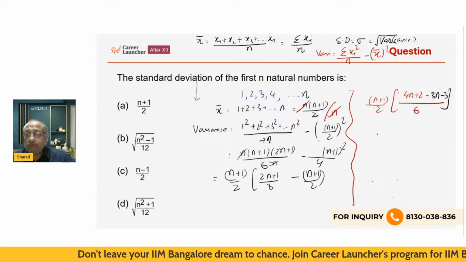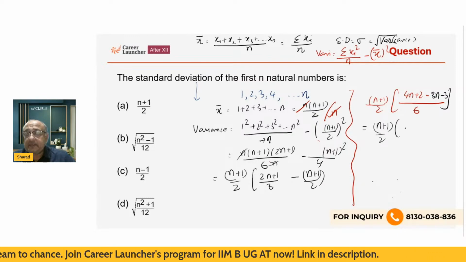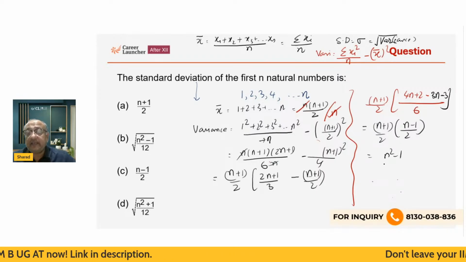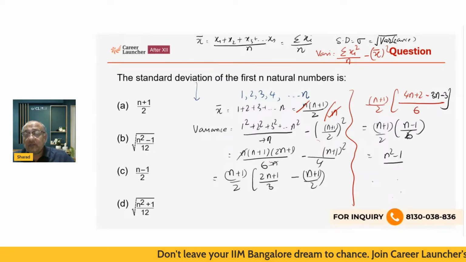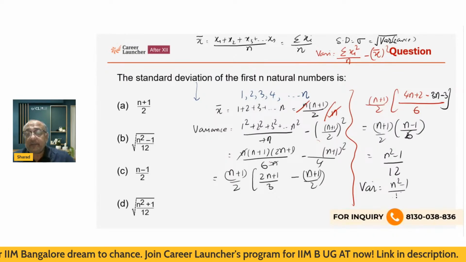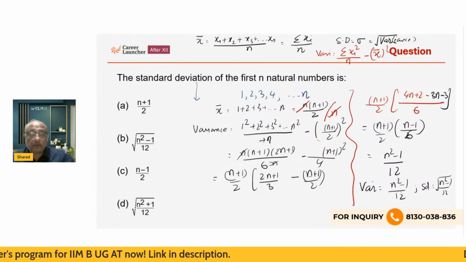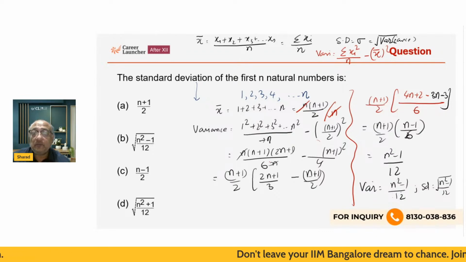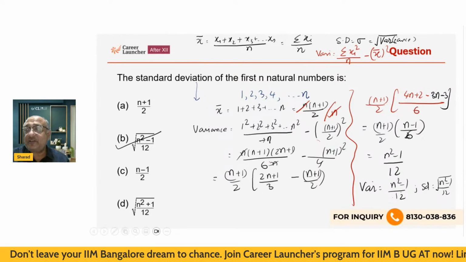Right? So let's solve it. This is n plus 1 by 2, and this is nothing but n minus 1 upon 2. Now the answer is in front of us. n square minus 1 by, this is 6, so this is 12. Variance is equal to n square minus 1 by 12. So what will be standard deviation? Standard deviation is nothing but the square root of n square minus 1 by 12. Sorry kids, we made a mistake by not writing this n over here. Okay, so we recovered in time and finished our session.